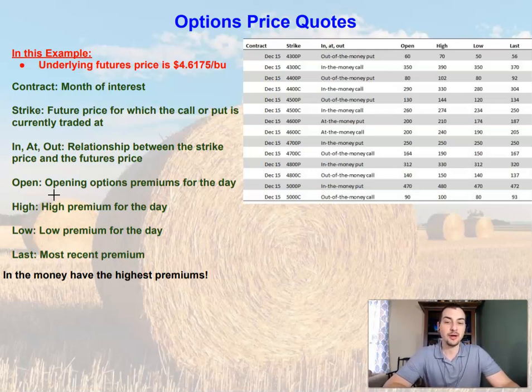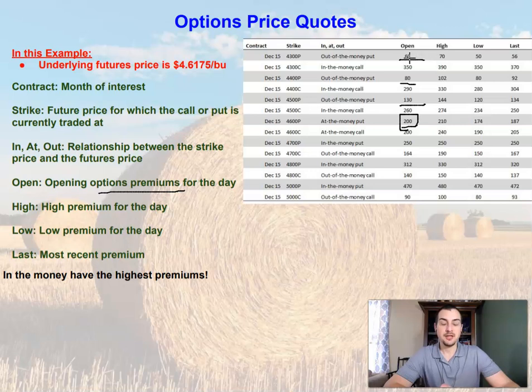So let's just look at the opening prices. Remember that the opening prices are the opening option premiums for that day. This is what those that are looking to engage in this option contract are paying, or that was the opening price of that premium that they're going to wind up paying directly to the option writer. So the opening price for this put option that's out of the money is 6 cents, then 8 cents, then 13 cents, and then at the money is 20 cents.